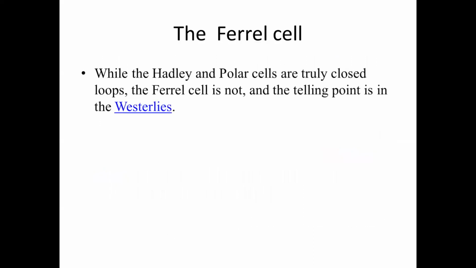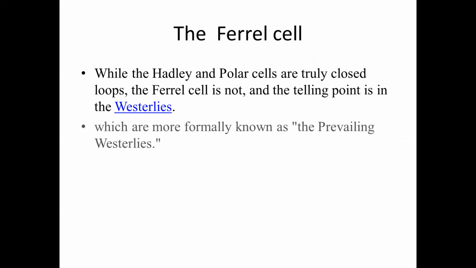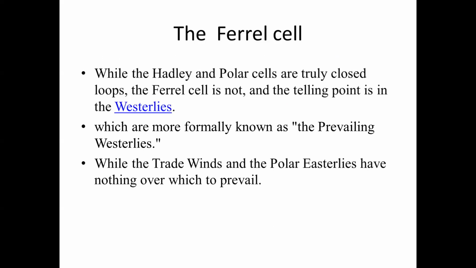While the Hadley and polar cells are truly closed loops, the Ferrel cell is not, and the telling point is in the westerlies, which are more formally known as the prevailing westerlies, while the trade winds and the polar easterlies have nothing over which to prevail.